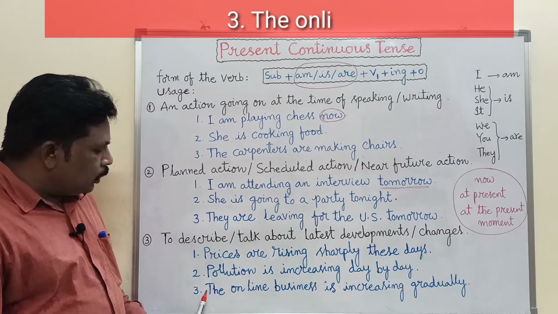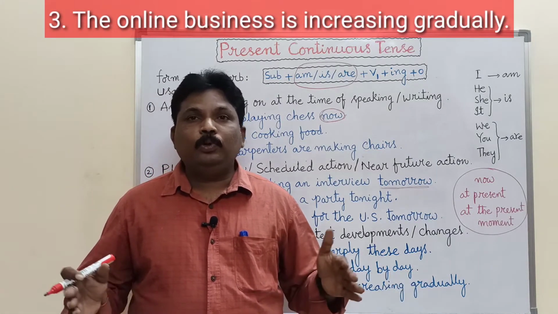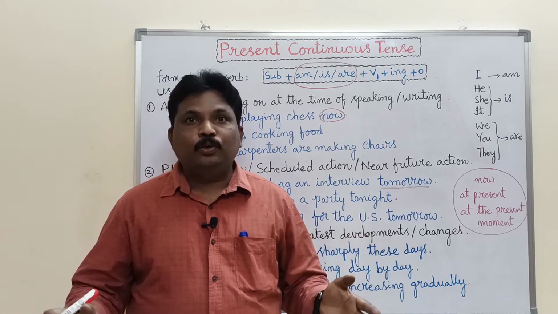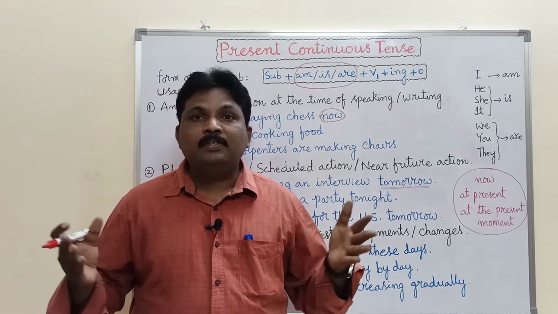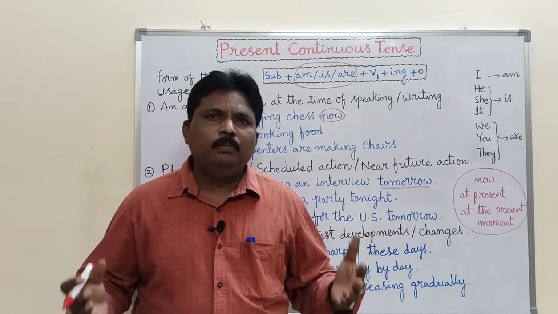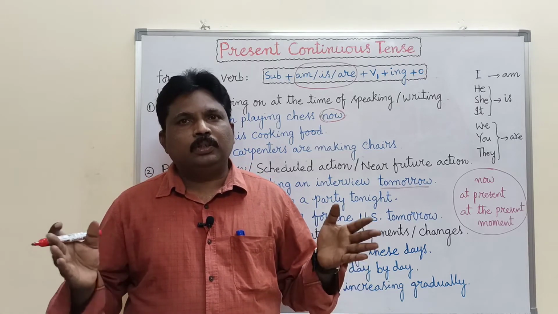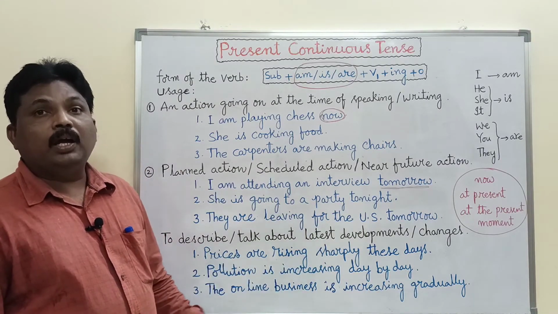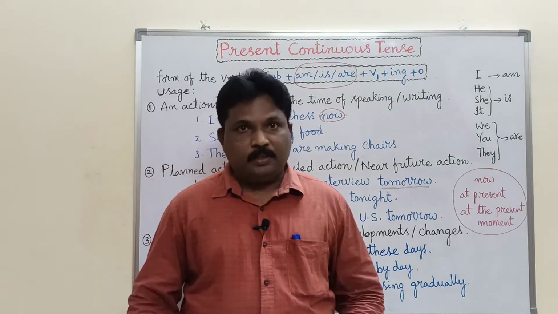And third example, the online business is increasing gradually. Today we see people don't want to go out for shopping and they stay at home, they live in their living room, they stay inside the house and they place orders and get the things brought home straight away. So online business is gradually increasing. It has been observed recently. So we can say this is also a latest development or latest change, so this also uses present continuous tense.